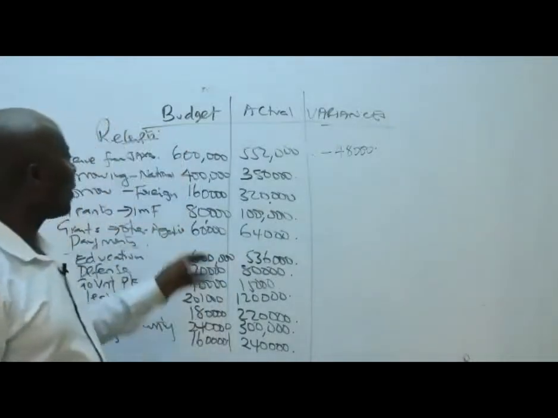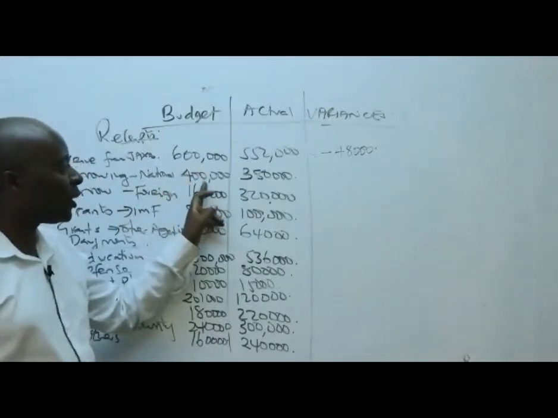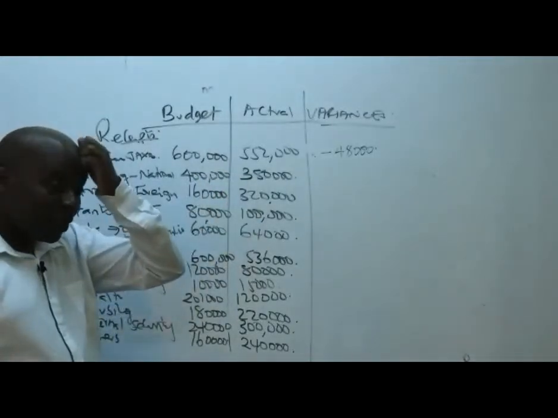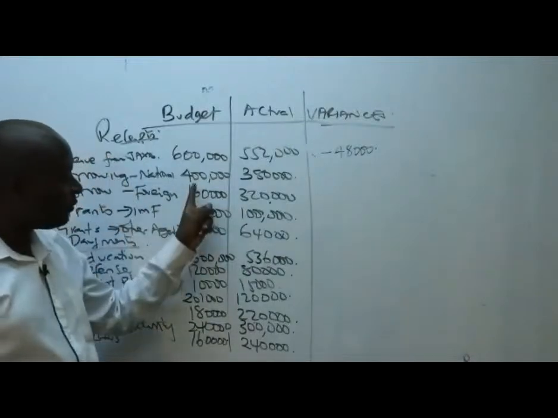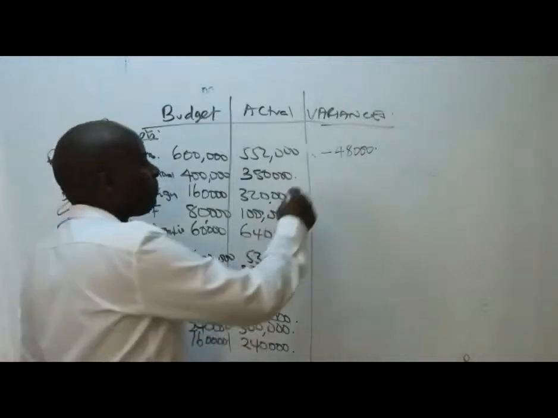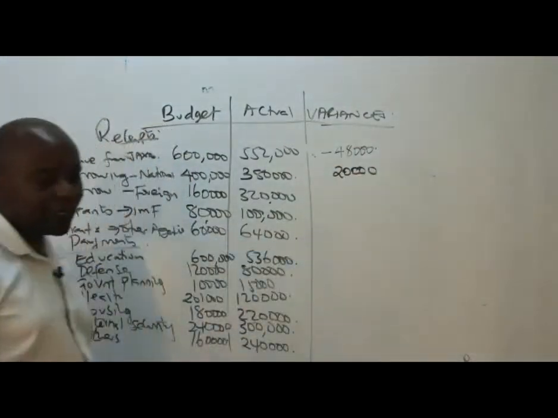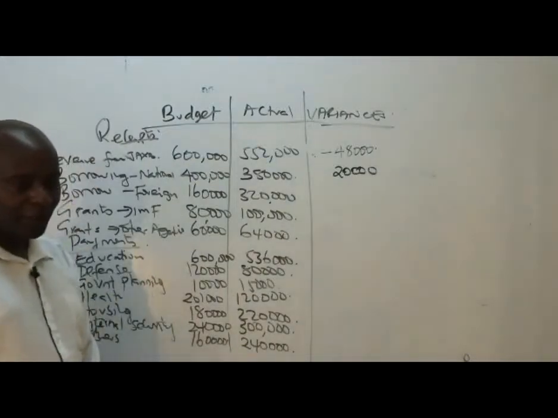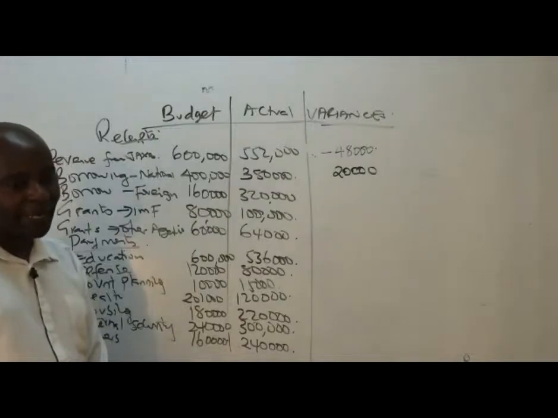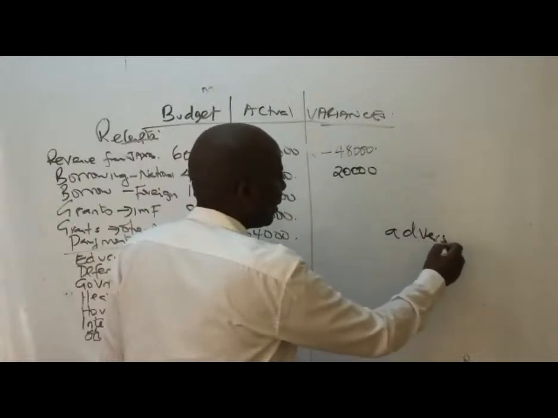Let's come to the second one, revenue coming in. We had projected to borrow from the national government 400,000, but you only got 380,000. What is that difference? 400 and 380,000. 20K. So is it adverse or favorable? Bad again. Remember the adverse you're talking about is this one here.